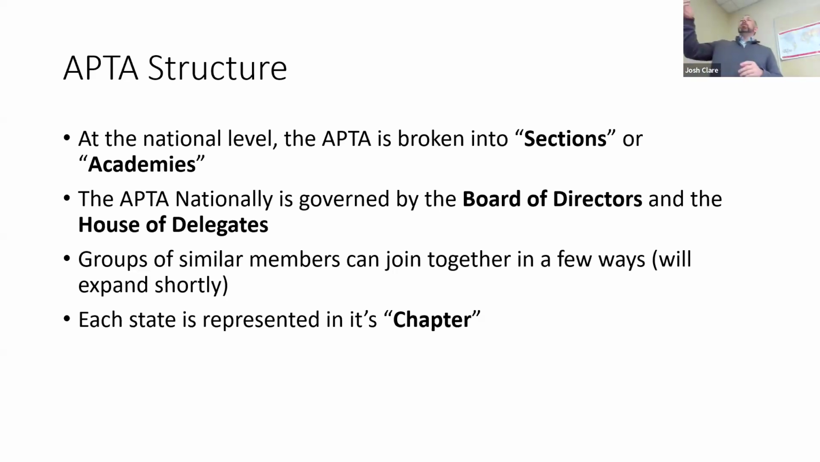The academies, there are 18 areas of interest: acute care, which is more hospital-based; aquatics; cardiovascular and pulmonary; electrophysiology and wound management; education; federal; geriatrics; hand and upper extremity; health policy and administration; home health; neurology; oncology; orthopedics; pediatrics; private practice; research; sports; and pelvic health. Pelvic health is a pretty interesting one. I think oncology is really interesting as well. So yeah, a big area.